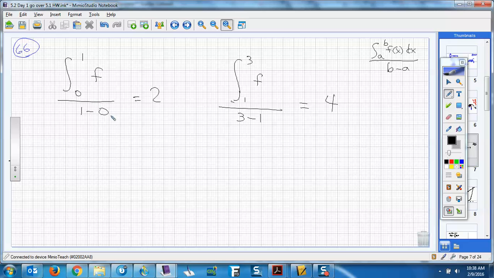Now what could I do with this? Well, the 1 doesn't matter, right? So the integral from 0 to 1 I now know is 2, right? And what can I do with this? 3 minus 1 is the same as 2, right? So what can I do with that? What does this tell me? Think about what I just did here.